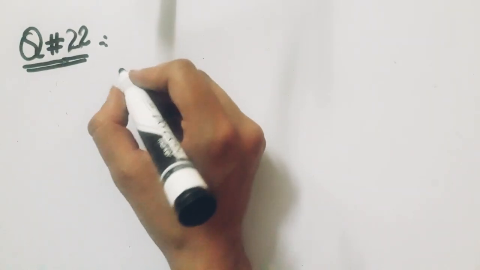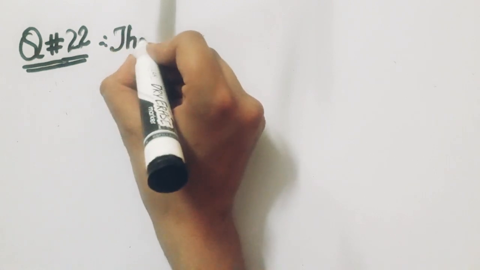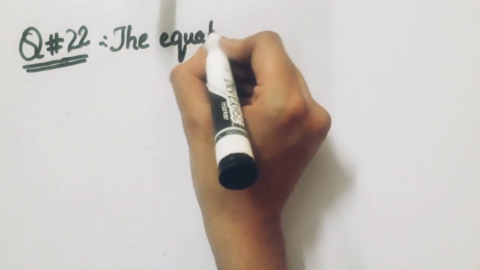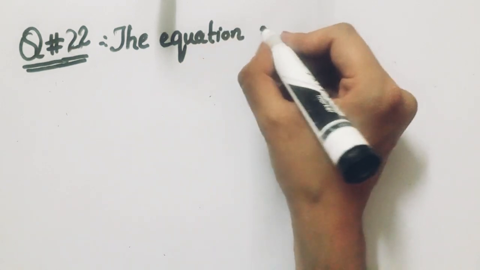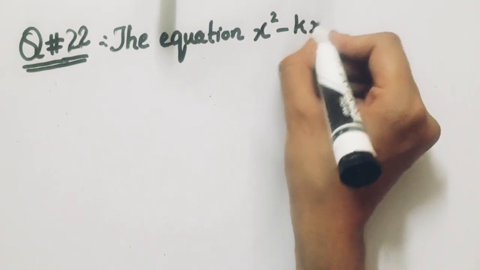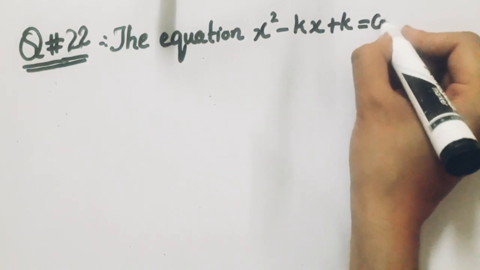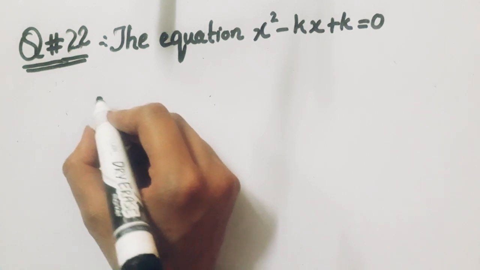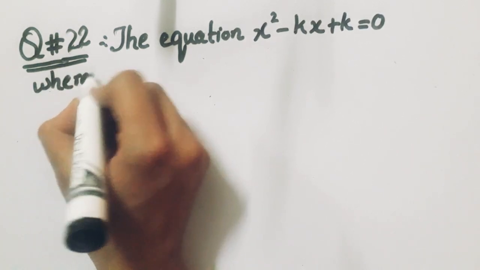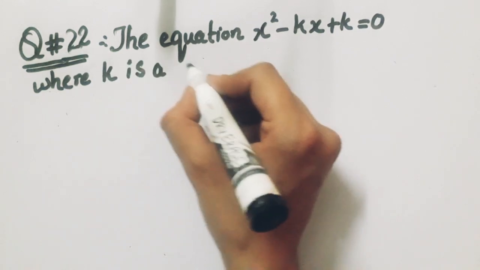Now the question number 22 is the equation of the form x square minus kx plus k is equal to 0, where k is a positive constant.